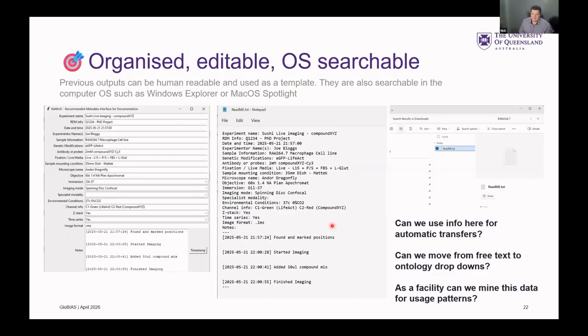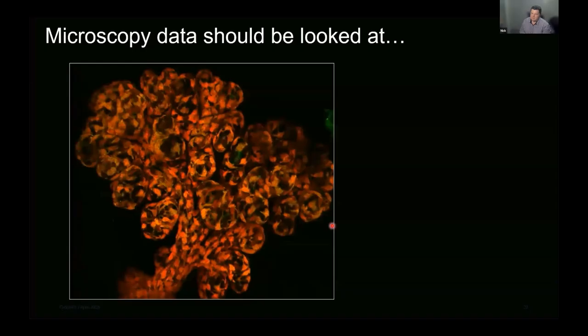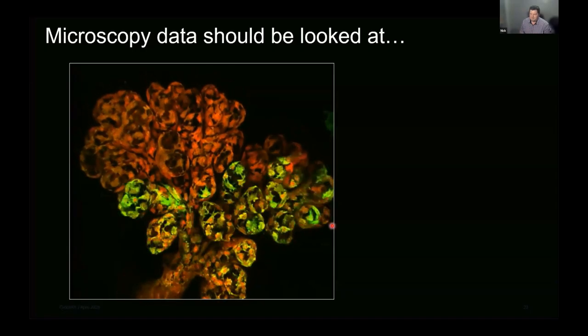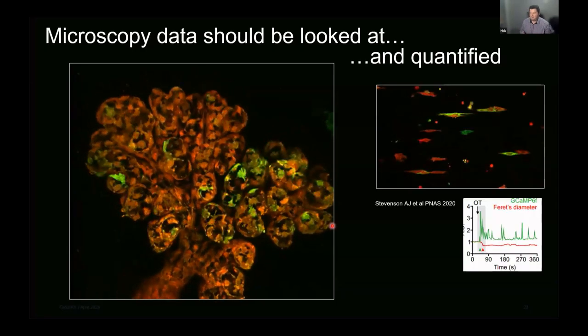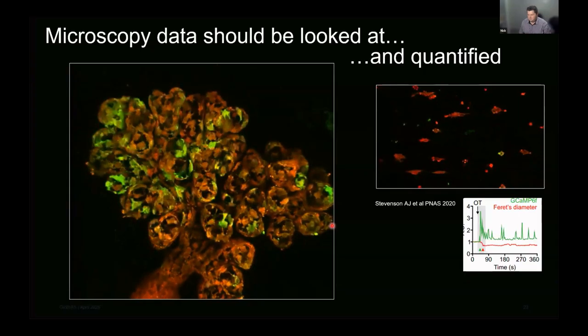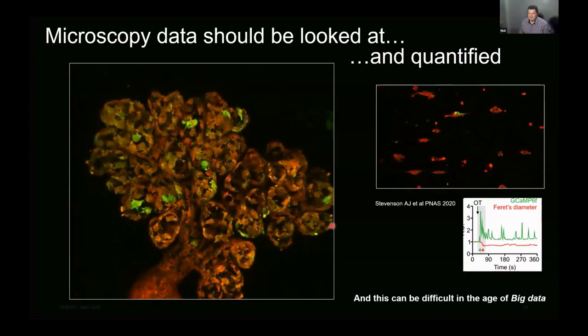I want to move away from free text fields because that's a horrible idea, I've learned. The amount of variations of just GFP I see. So we need to move to ontologies. But also as a facility, I can now start to mine it and go, well, is anyone using this objective on that system? Maybe if they're not, we could take it off. It's less likely to be damaged. We can look at usage patterns in a bit more detail. But microscopy data should be looked at, and for this audience, quantified. But that can be really hard in the age of big data.